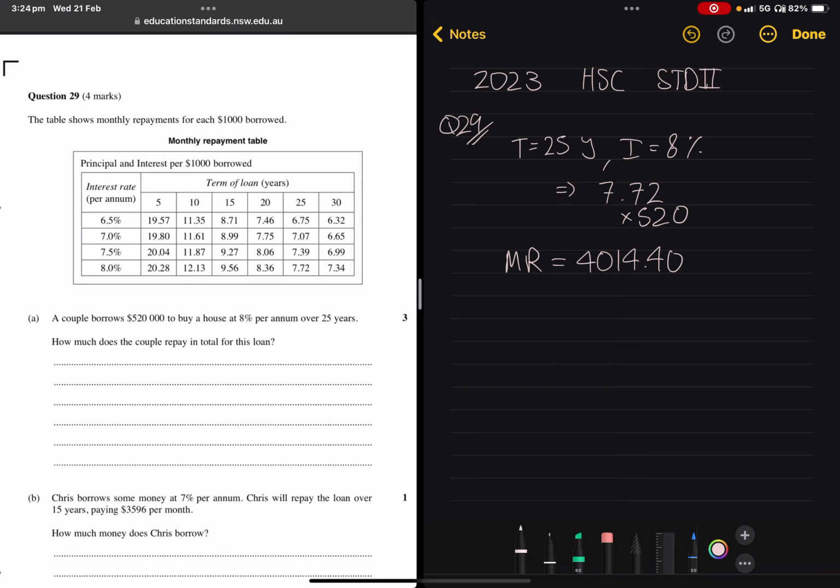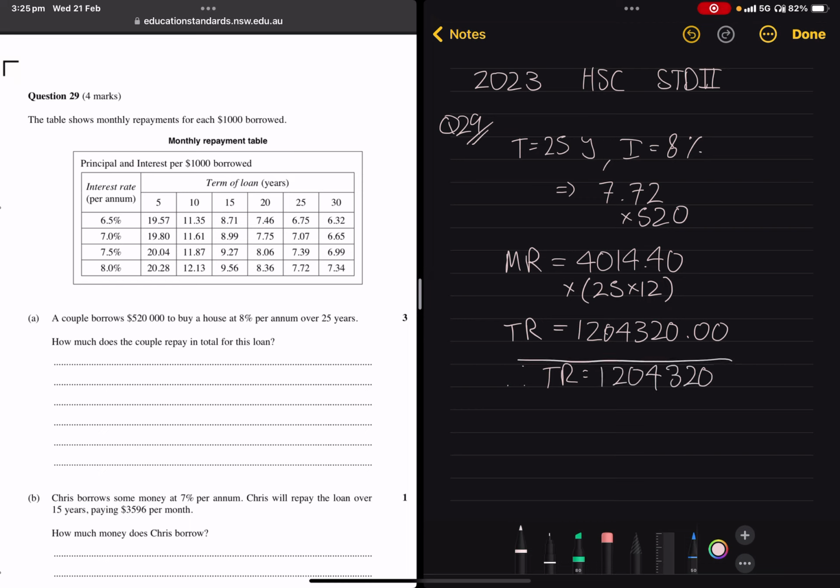So when the question asks us how much does the couple repay in total, it's this monthly repayment multiplied by the number of months in 25 years. So times 25 times 12. This means the total repayments will be 4014.4 times 25 times 12. This is 1.2 million, so 1,204,320.00. So therefore the total repayments on this loan will be $1,204,320. So this is the answer to 29A.